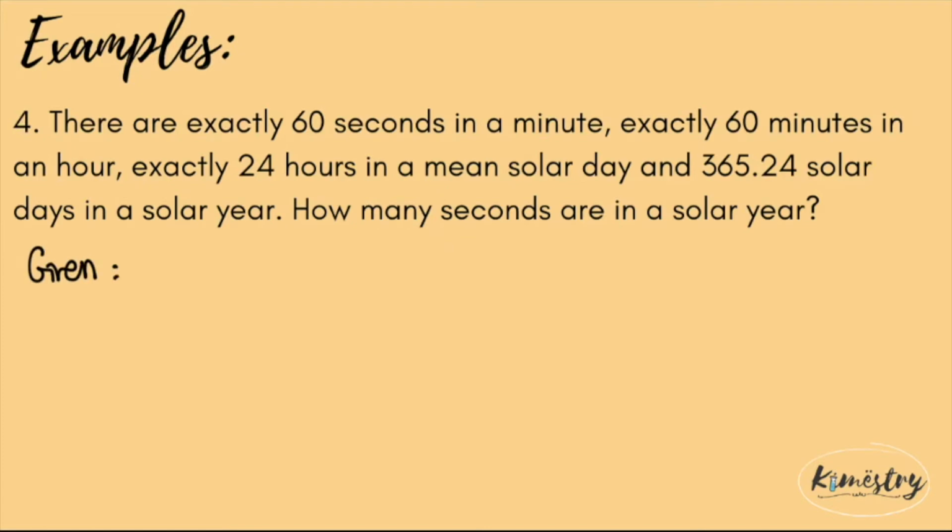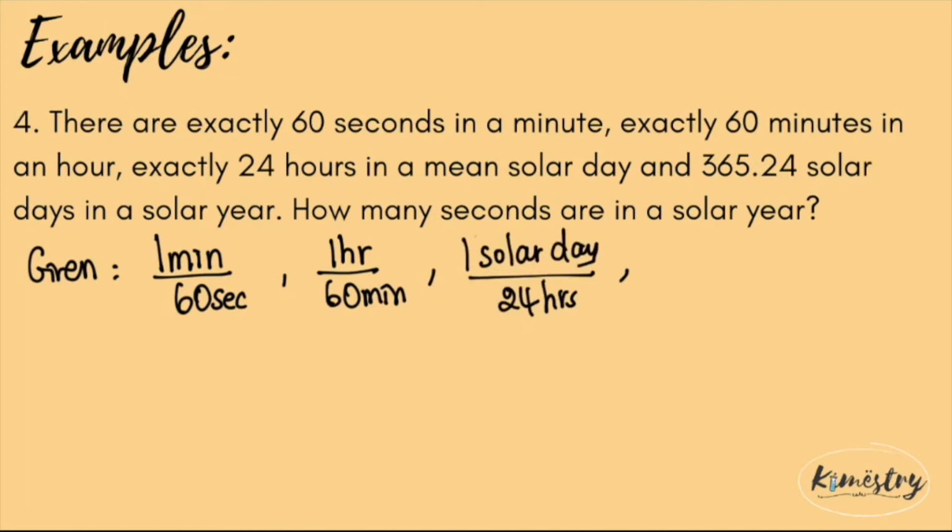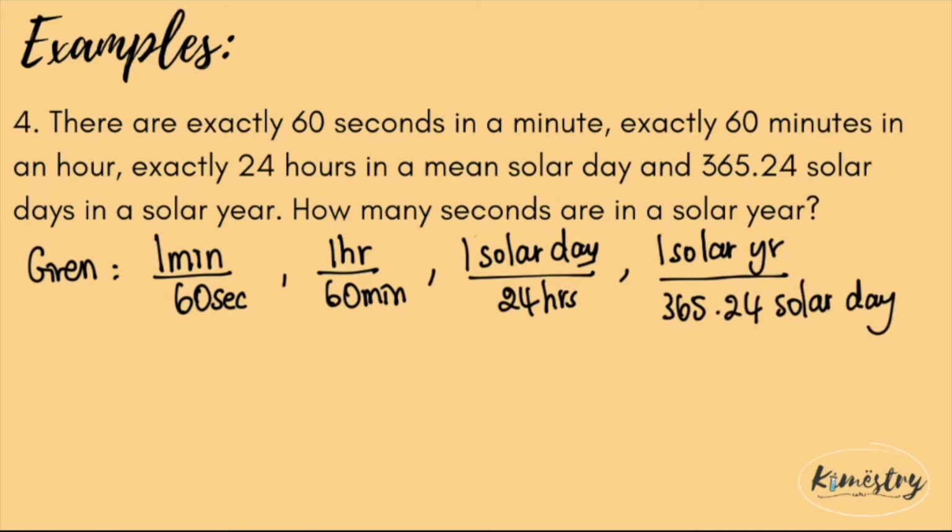I know they tell me that 1 minute is 60 seconds, 1 hour is 60 minutes, 1 solar day is 24 hours, and 1 solar year is 365.24 solar days. With all of these conversion factors, I can also write it the opposite way, 60 seconds per 1 minute, as long as I don't confuse them writing 60 minutes per 1 second, which is not the right conversion. But I can write the opposite way depending on which conversion factor helps me cancel out the unit that I don't want. So they're asking for how many seconds are in a solar year.